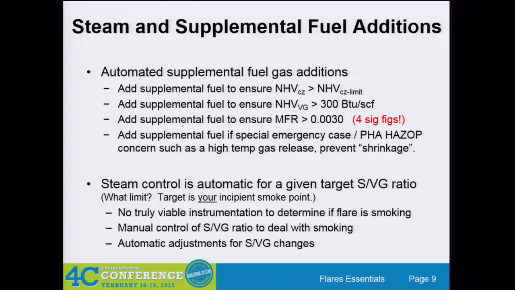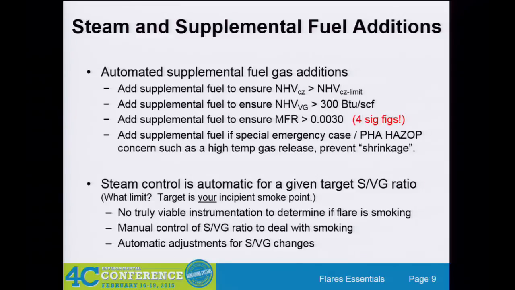So we've seen where facilities have added, in this kind of emergency case, supplemental fuel where, after they've had either a high temperature release or a release of significant duration, they will have supplemental fuel gas lines that purge out the flare for like 15 minutes. They'll just dump a ton of natural gas into the flare to basically push out any hot gases that are in those flares, just for this safety case.